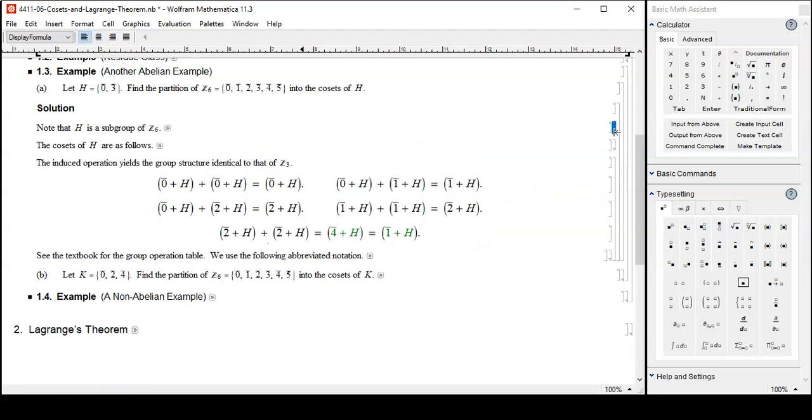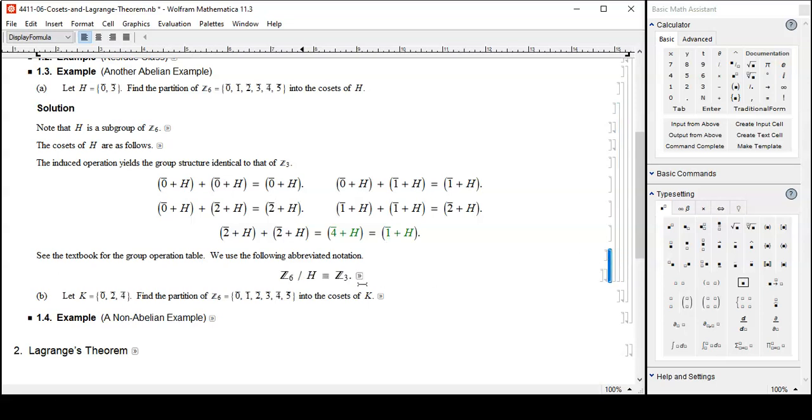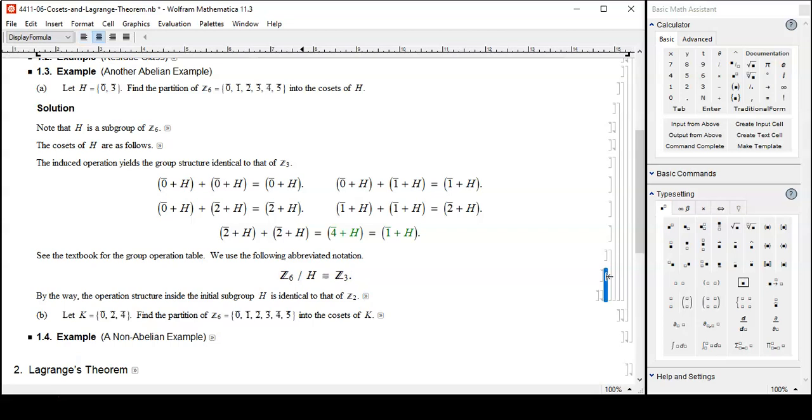The textbook has a full group operation table, but it's a bit too tedious. I'm not going to do that. I think this is sufficient. And we can use the following abbreviated notation. Z6 divided by H is Z3. I don't know whether this divided by expression is correct or not, but believe me, there is a relation between one and the other, as a matter of fact.